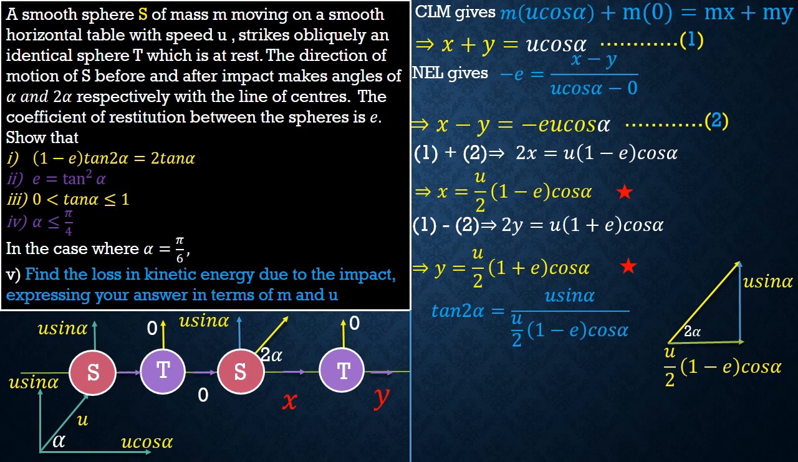Then we simplify further by cancelling the u's on the top and the bottom and multiplying all through by 2. We are going to have tan 2 alpha equal to 2 tan alpha over 1 minus e. If we multiply all through by 1 minus e, guys, we have the first proof: 1 minus e times tan 2 alpha equals 2 tan alpha. Sorry, that's the first proof, guys. Hope it was pretty easy.